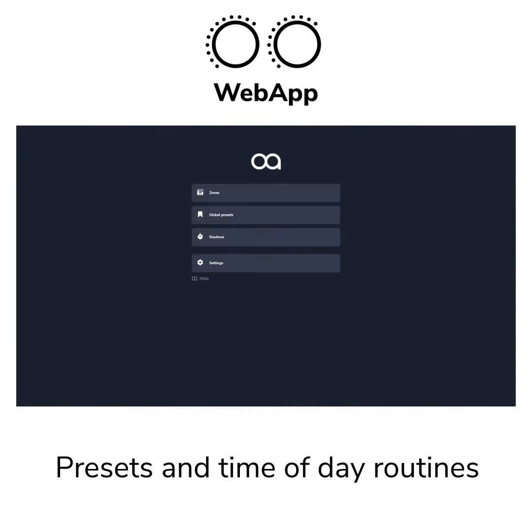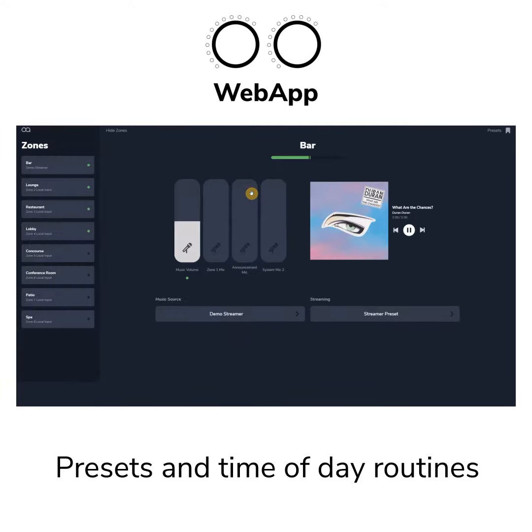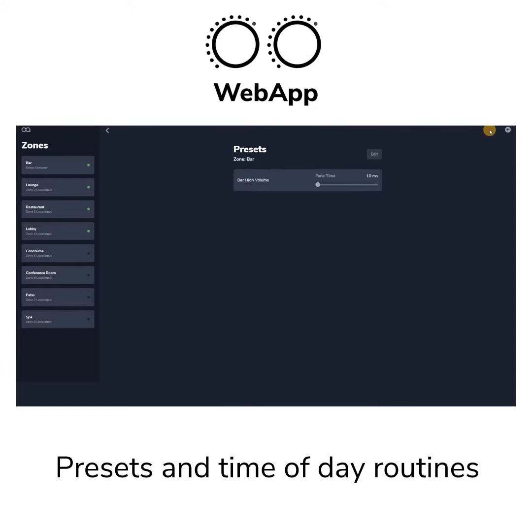Presets can be created per zone on the bookmark page. These presets capture the settings visible on each zone page. You can create presets at different volume levels and control the time taken to change between them. I'm going to create one now for my streamed music service playing at half volume.